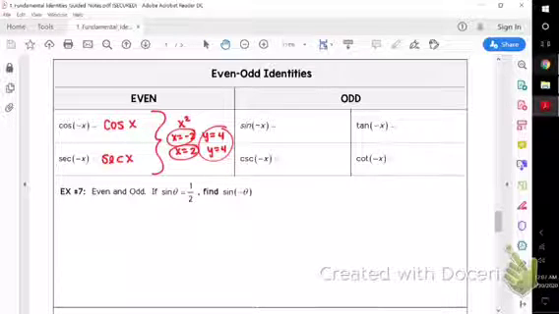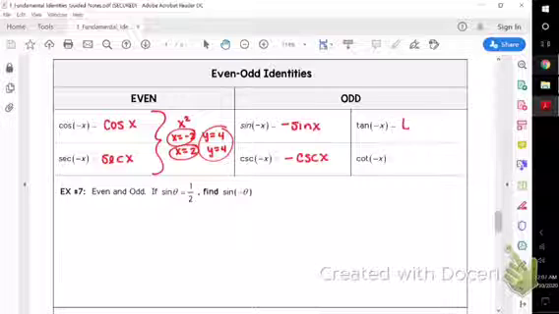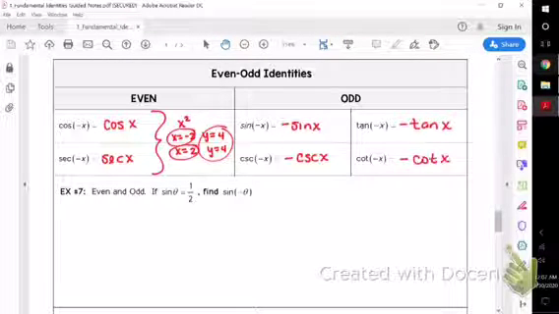All the other trig functions are odd, which means that when we plug in the negative angle or the negative x value, we're going to get the same digit, but we're going to get a different sign in front of it. So, sine of negative x is equal to negative sine of x. Cosecant of negative x will be negative cosecant of x. Tangent of negative x will be negative tangent of positive x. And cotangent of negative x is negative cotangent of x.